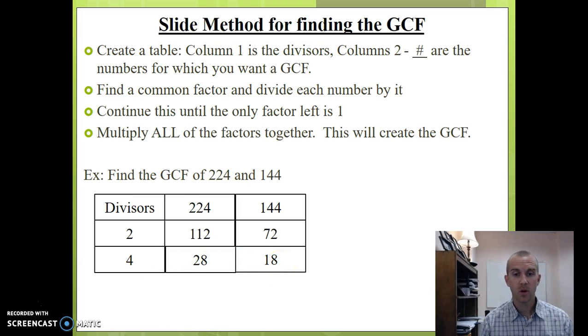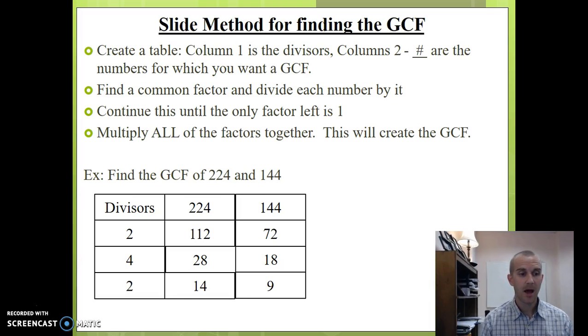Again, I can divide 28 and 18 by 2, and that gives me 14 and 9. Now look, do they have common factors? No. There's nothing else that can be divided both into 14 and 9. So these are all the factors I was able to use. So I'll multiply all of my divisors together to create my GCF, which is 16.